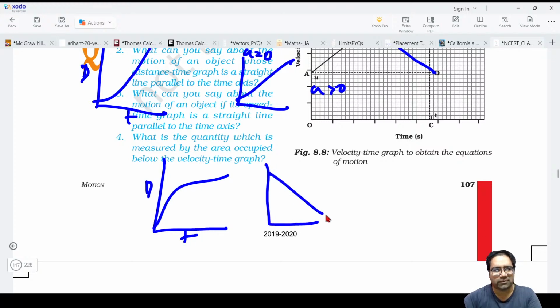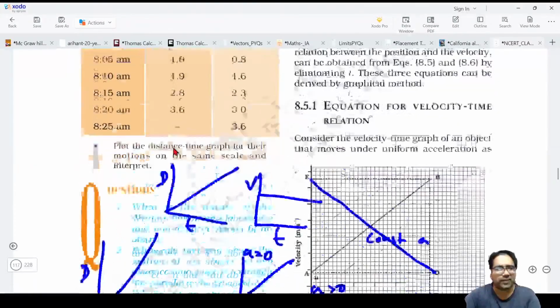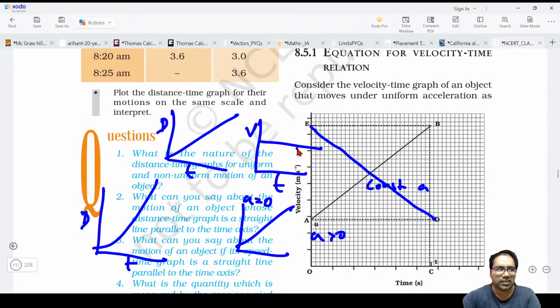what is velocity time? Velocity time is like this because it is slowing down, right? What does that mean? Acceleration is less than zero. Acceleration is negative, it's a retardation. So in all the cases, in velocity time, this area is equal to what? Distance. In all the cases, everywhere, this area is equal to distance.